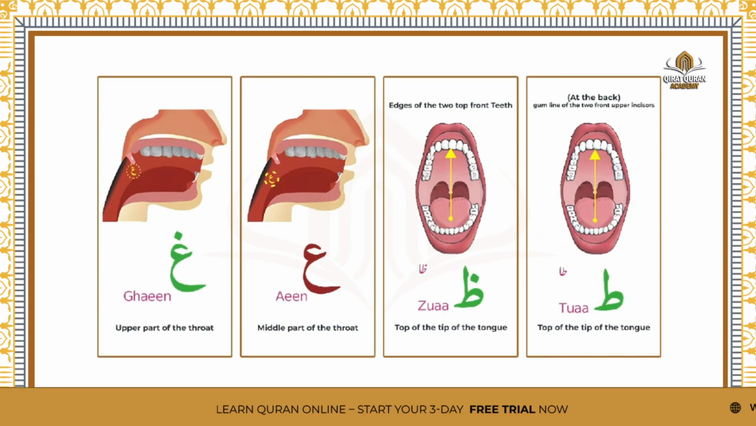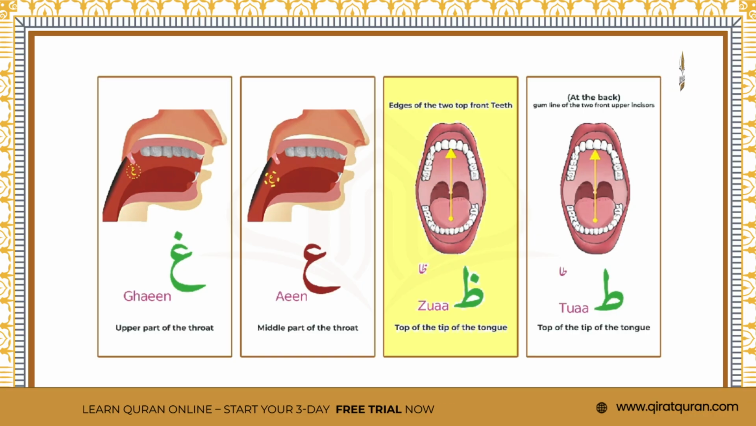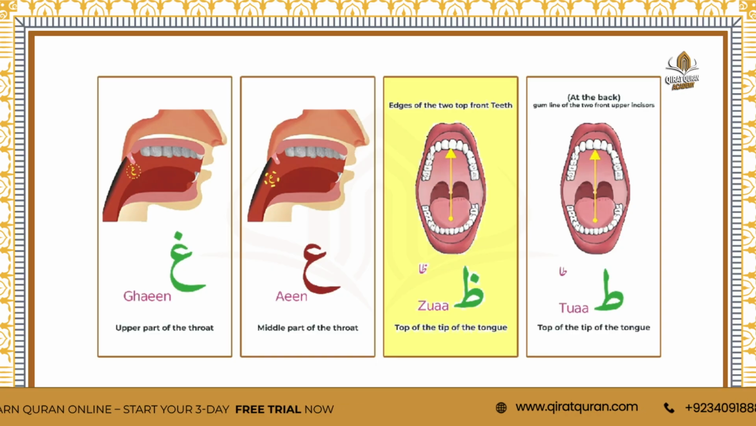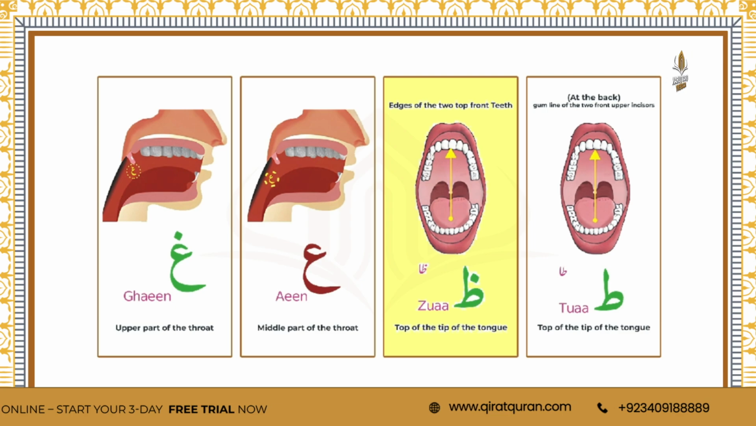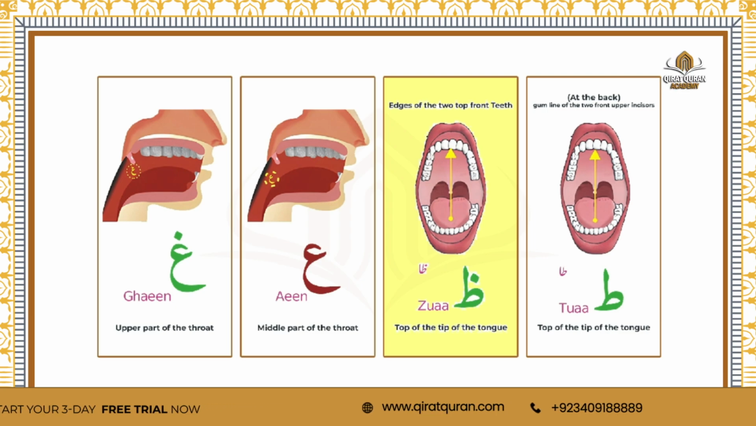Now the origin of Dha. The origin of letter Dha is top of the tip of tongue, this part of the tongue, and it will connect to the edges of the two top front teeth here. So you have to connect this part of the tongue to the edges of the two top front teeth, and that's how you can easily pronounce Dha.